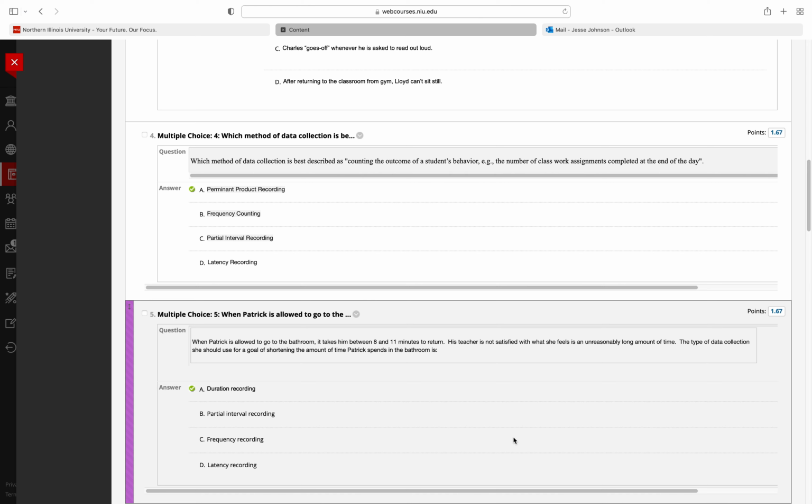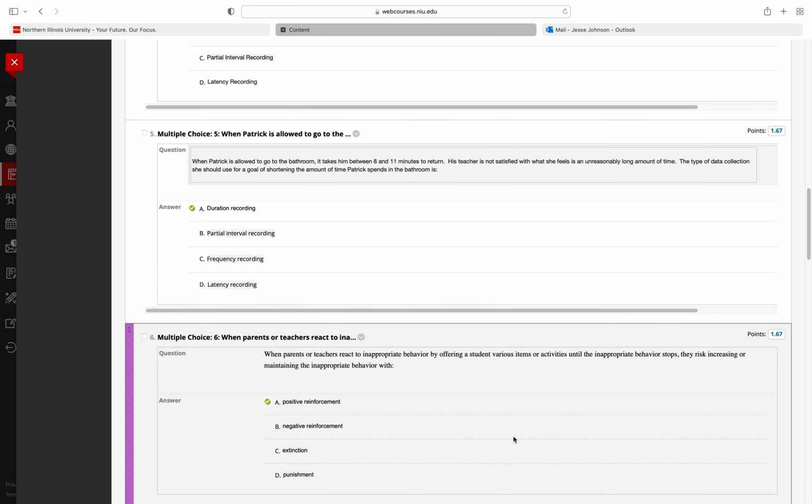For frequency recording, you would have to watch the person doing the behavior and then make a tally mark every time it occurred. And if the job was folding pizza boxes, I wouldn't have to watch the person fold every single box. I could simply go in the room when they finished and count the number of boxes they folded.